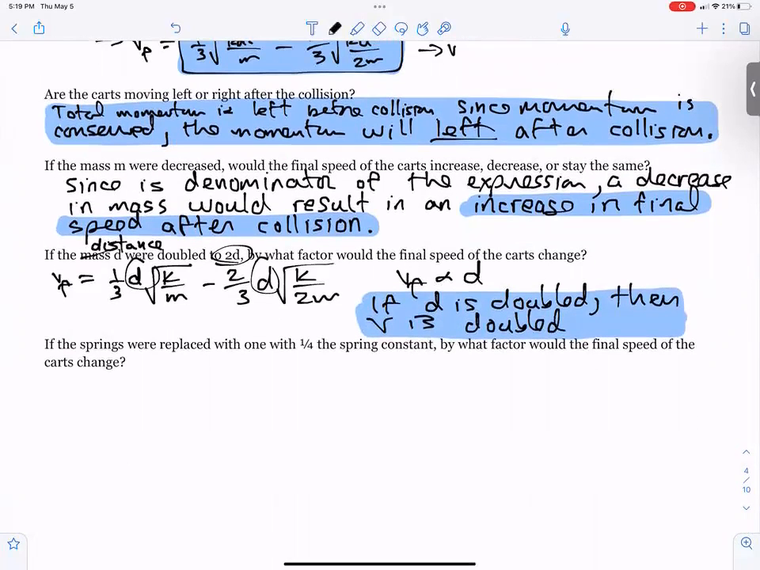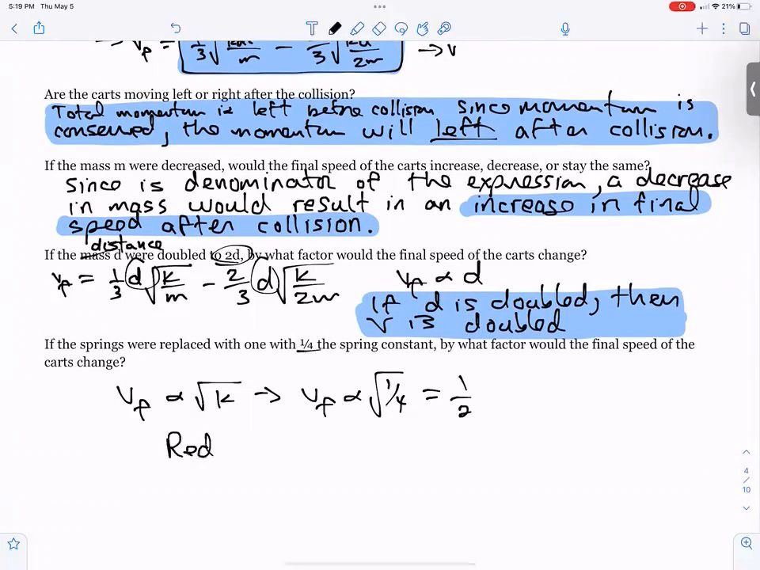If the springs were replaced with 1/4 the spring constant, by what factor would the final speed of the carts change? Well, you can see that if nothing else changes, v would be proportional to the square root of k, which means v final would be proportional to the square root of 1/4, which is 1/2. That means reducing k by 1/4 reduces the speed by half.